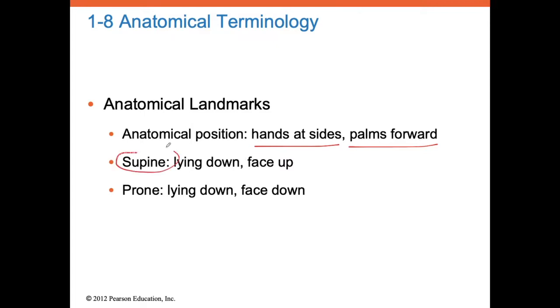There's two other terms, supine and prone. They both refer to the person lying down, but supine, the person is face up, and prone, you're face down. An easy way to remember it is supine, you're lying on your spine. If you're supine, you're lying on your spine, which means you're face up. And when you're prone, you're lying on your bone, which is your nose, which means you're lying face down.